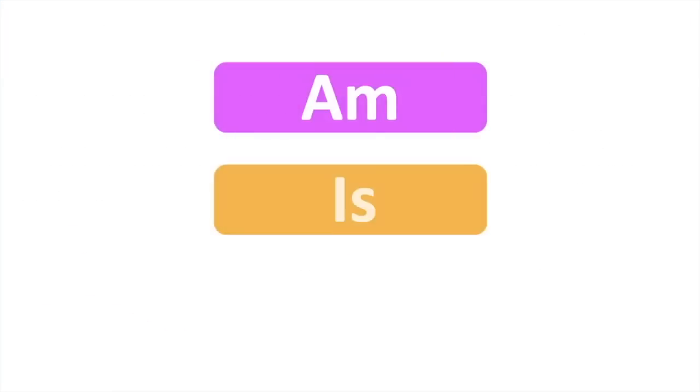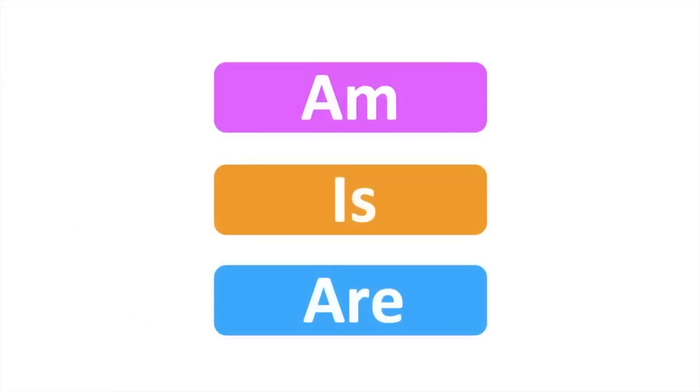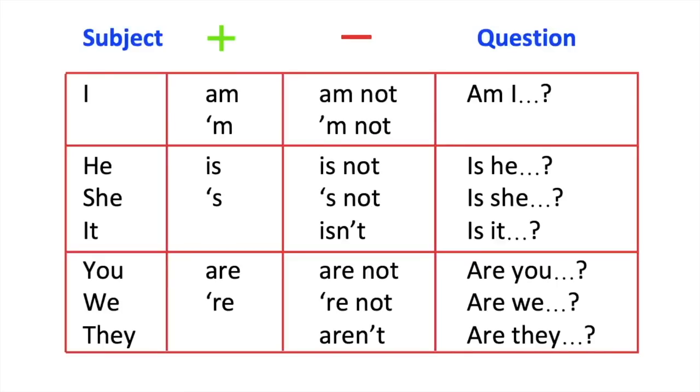Am, is, are. These are the present tense forms of the verb to be. The form used will depend on the subject. Remember, the subject is who is doing the action. Therefore, we need the correct subject-verb agreement. Here is a table to summarize everything you need to know.